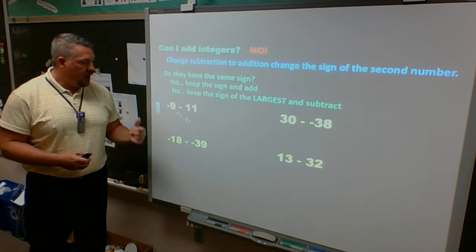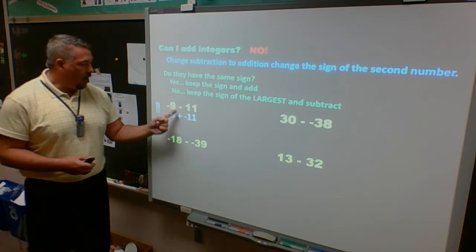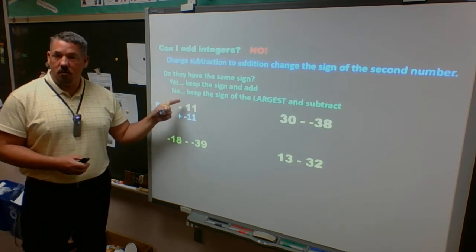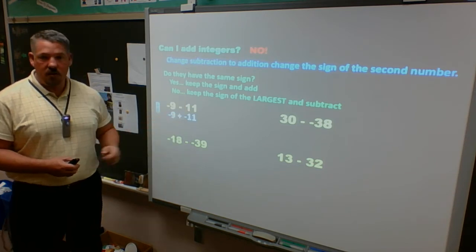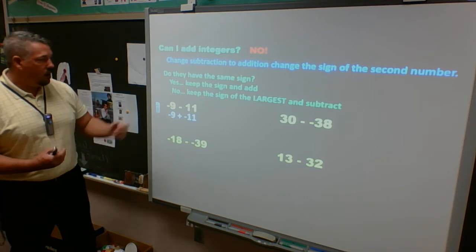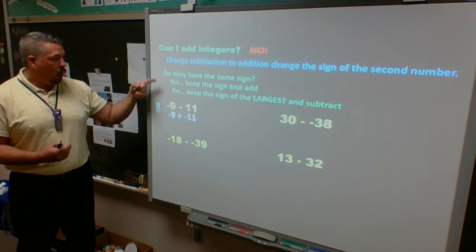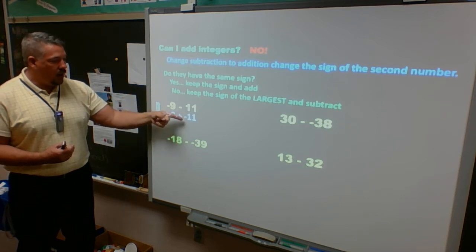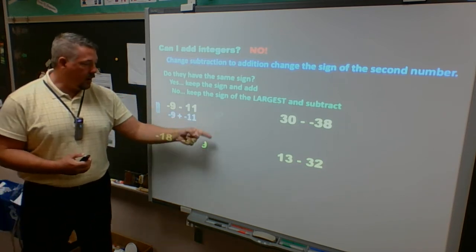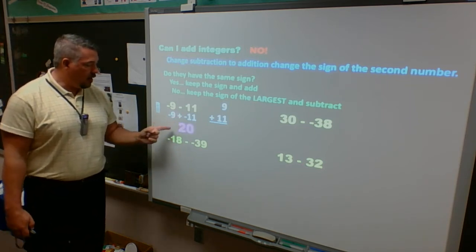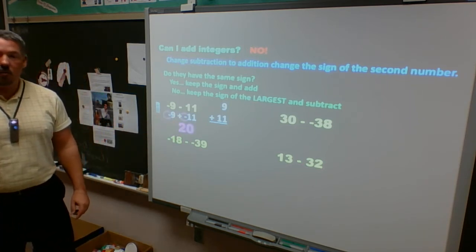My subtraction has to become addition. I have to change the sign of the second number. There's not a sign there, so it's positive, so I have to change it to a negative. Once I have my addition problem, then I can go up here. Can I add? Yes. Do they have the same sign? Yes, they're both negative. So then I can add them. 9 and 11 give me 20, and they're both negative, so I know my answer is going to be a negative 20.